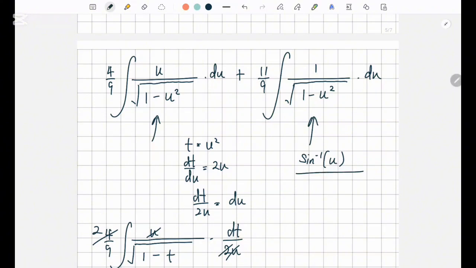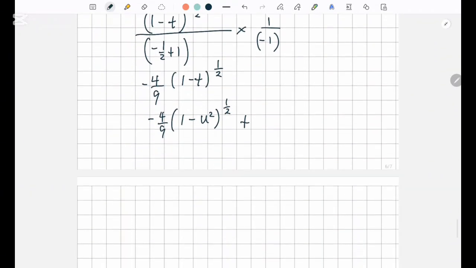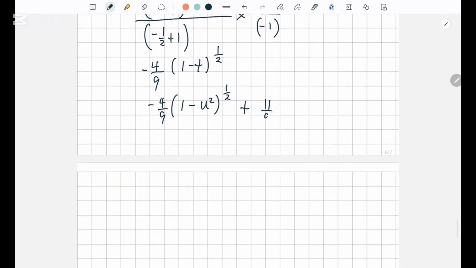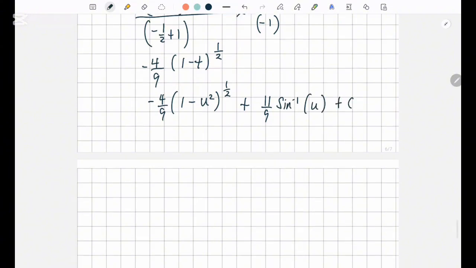Well, if you guys don't know how to get it, you guys can drop a comment, help you guys out. I can make a separate video on that. But in your exams, these type of integrals would be there in your formula sheet. So it would be 11 over 9 into sine inverse u, right? So plus 11 over 9 sine inverse u plus c. Don't forget your plus c.